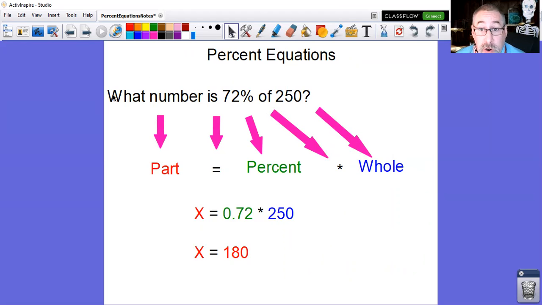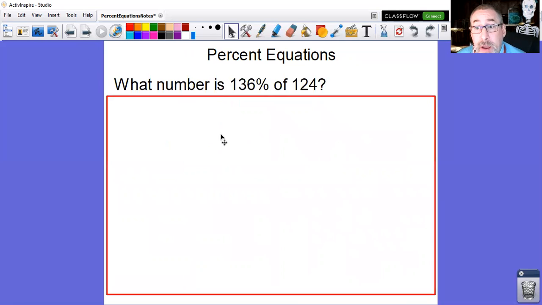So the part equals percent times the whole. And I punch that in the calculator and get my 180. Of course, in this situation, you can see I've converted this percent into a decimal. All I did was 72 divided by 100, because that's what percent means, per 100. And so my unknown number is 180. So 180 is 72% of 250.